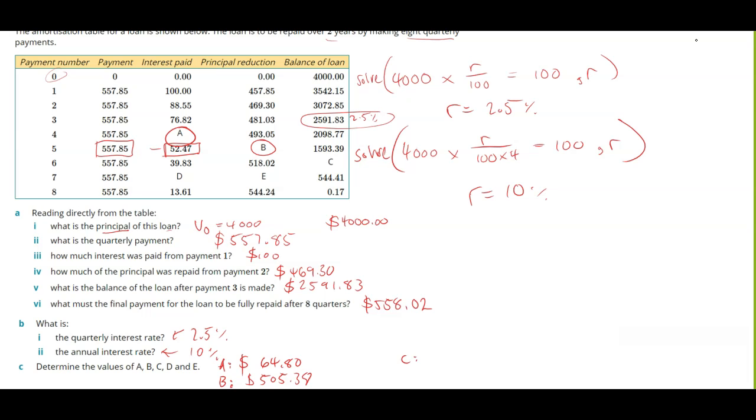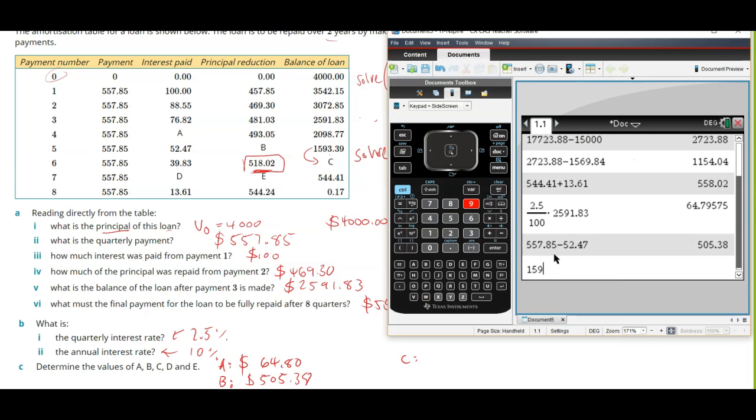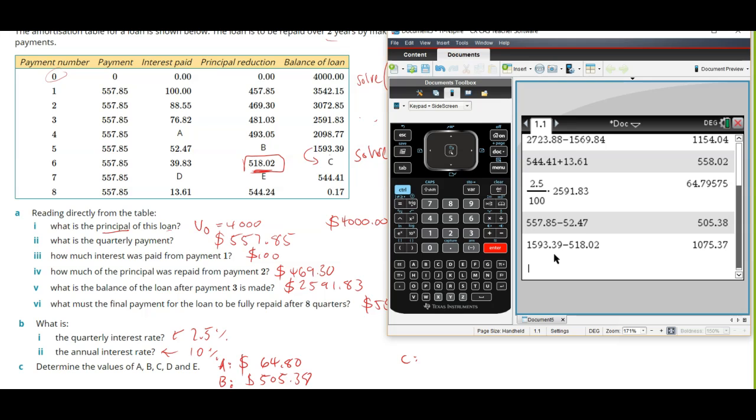For C, we need to work out the new balance here. So if it goes down by this amount, let me just rub out some of these workings. If it goes down by 518 in that quarter, then that number will reduce by that amount. So we've got 1593.39 take 518.02, and that reduces to 1075.37.